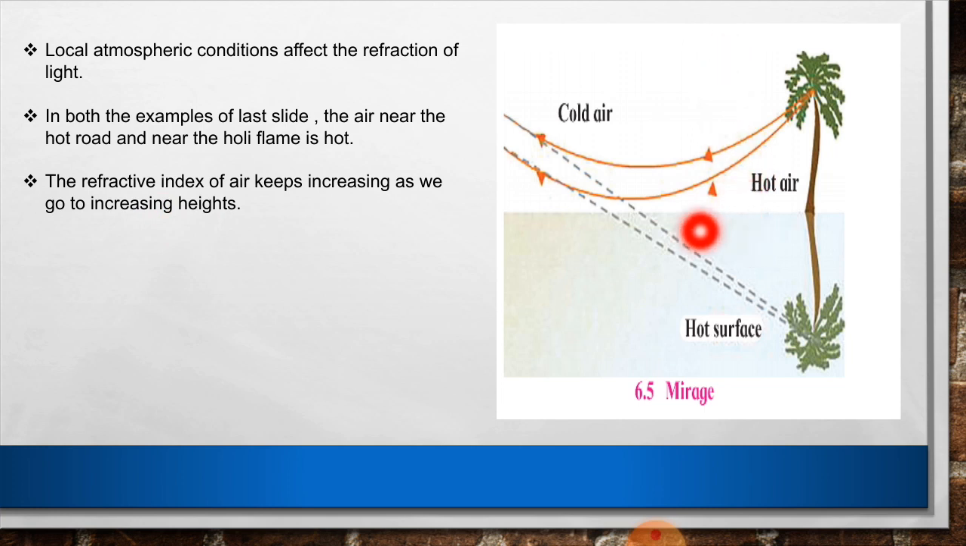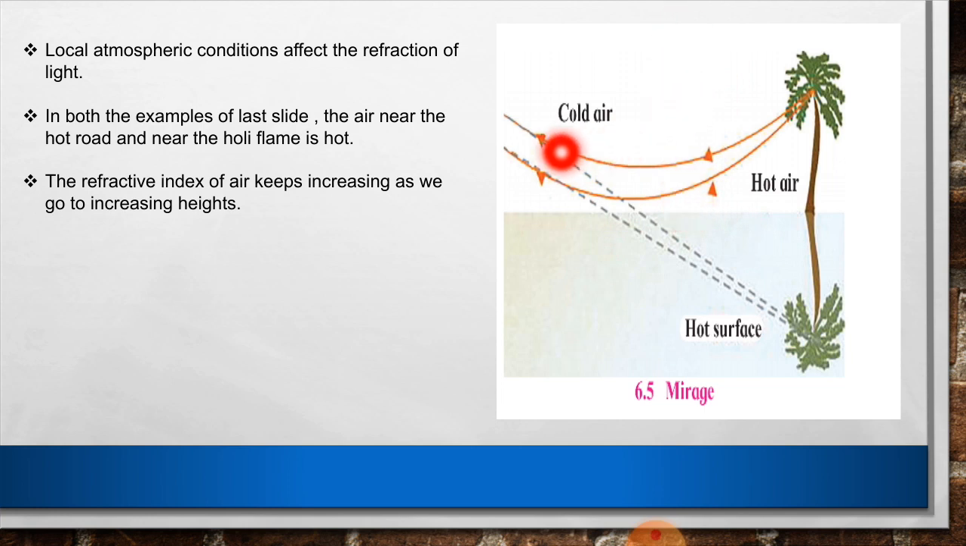So here basically what this picture says is that this is the hot surface. Above the hot surface, the air will always be hot. So there is hot air here, but as we move towards the sky, as we go to higher heights, the air will become cold.